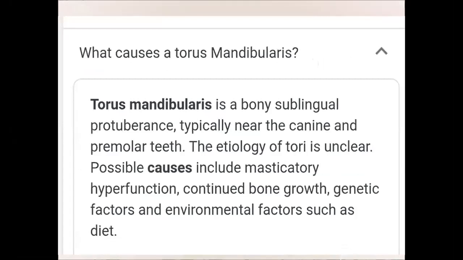What causes torus mandibularis? Again, it is a bony sublingual protuberance, typically near the canine and premolar. The etiology, or the cause, of tori is unclear. Possible causes include masticatory hyperfunction, continued bone growth, or genetic factors and environmental factors such as diet.